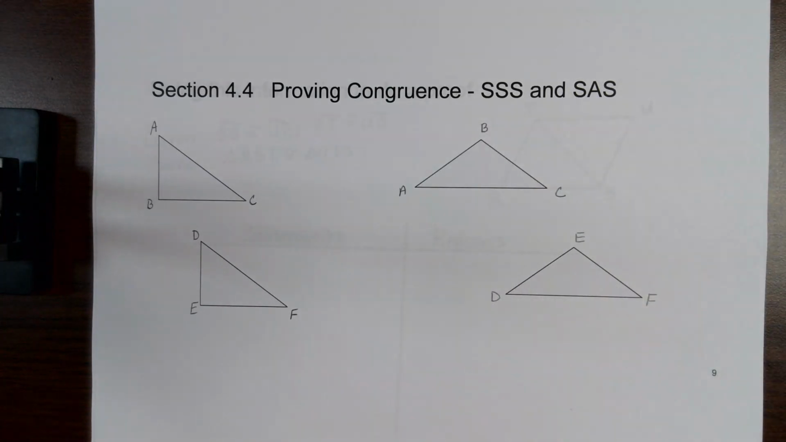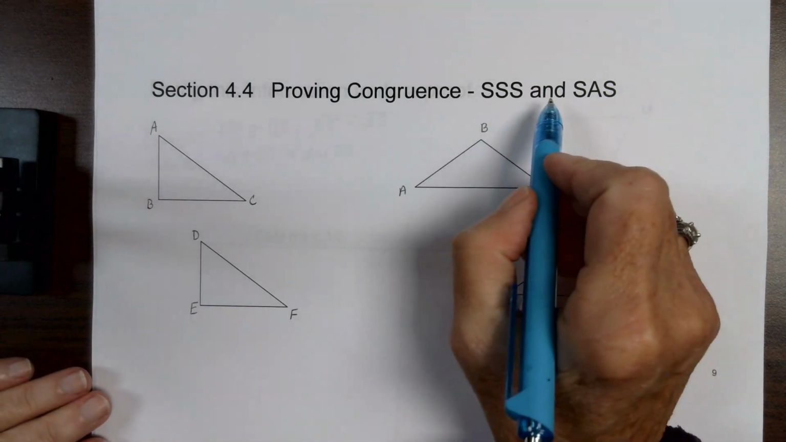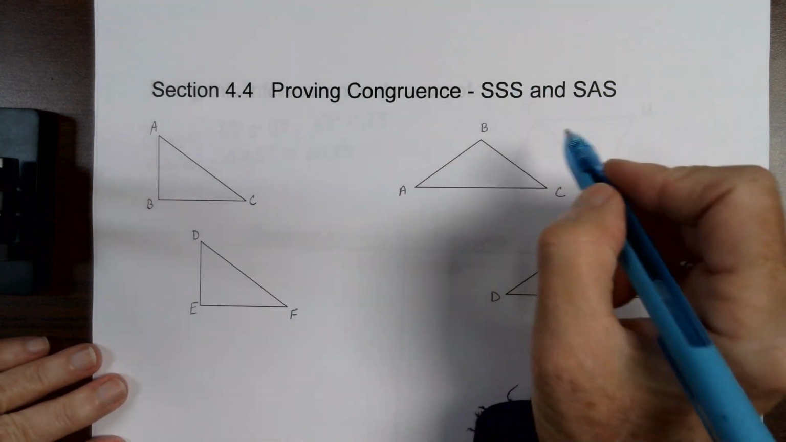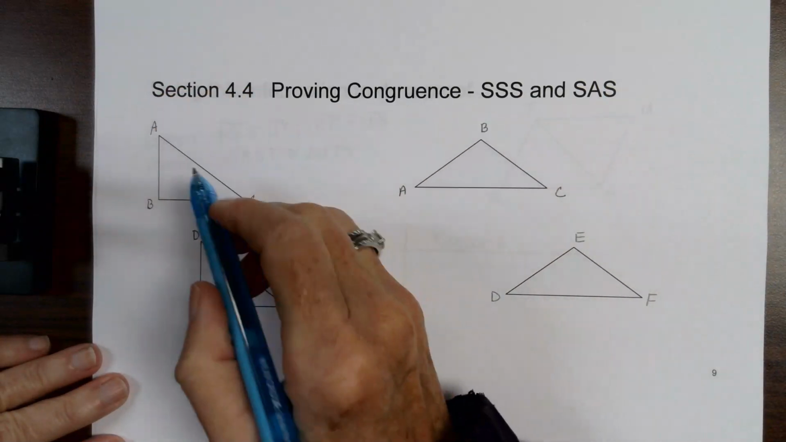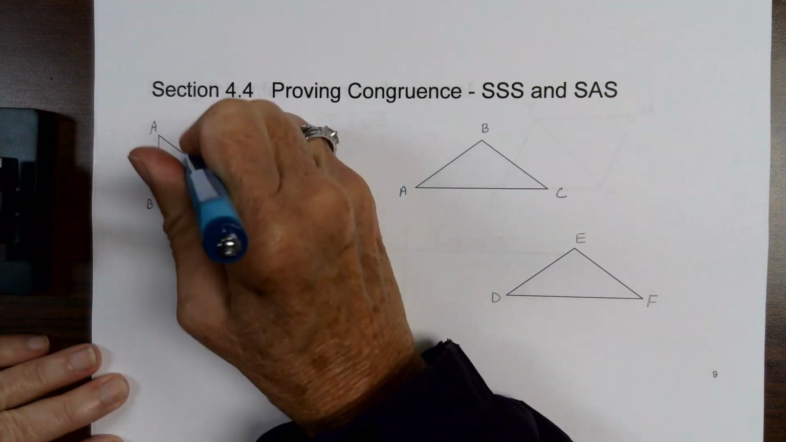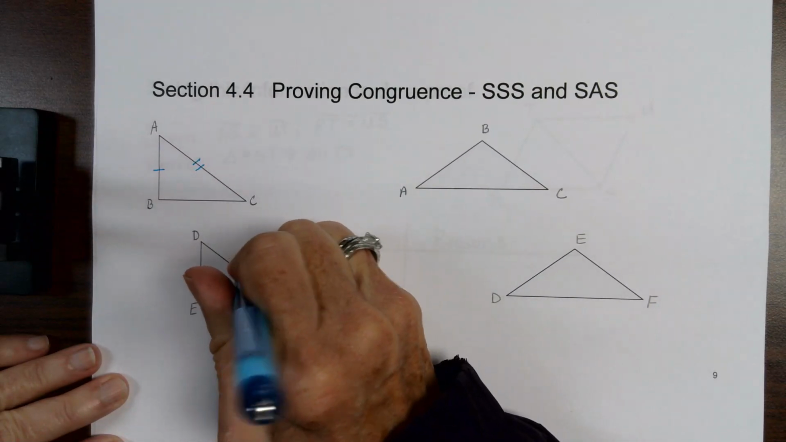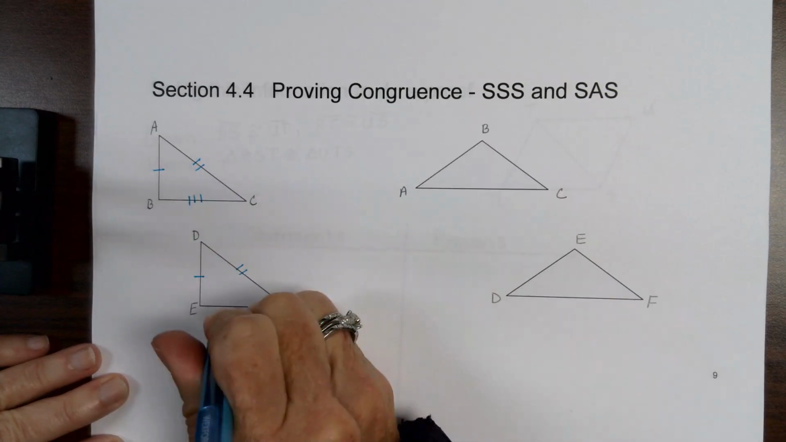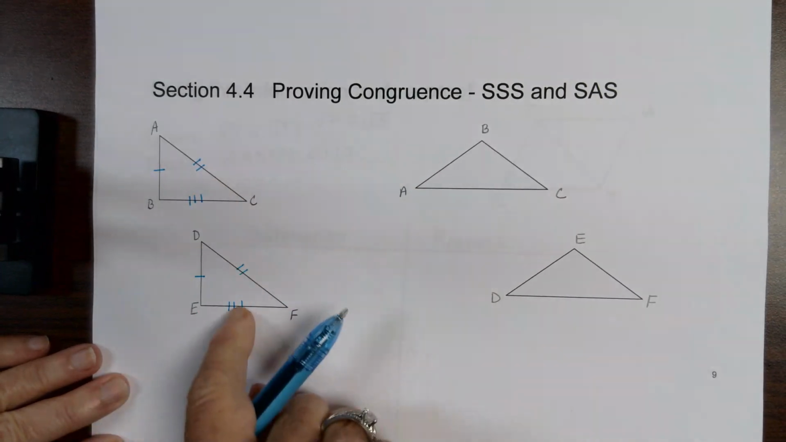Then we talked about shortcuts for proving that triangles were congruent. We talked about SSS and SAS. SSS, if I was going to prove these triangles were congruent, I would have to prove that every side has a congruent side on the other triangle. So that would show you SSS.